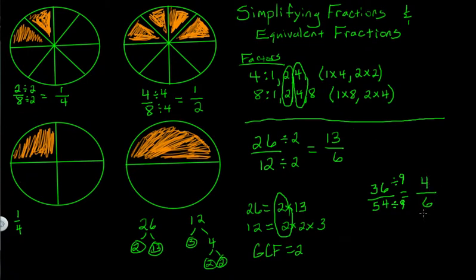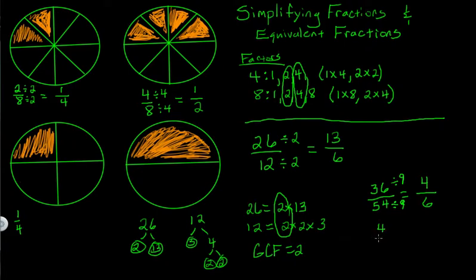So this is not in simplest form. 4/6 is not in simplest form because 9 is not the greatest common factor between 54 and 36, but it is a common factor. So dividing by a common factor will give us an equivalent fraction. But if we divide by the greatest common factor, then we will get the fraction in simplest form.